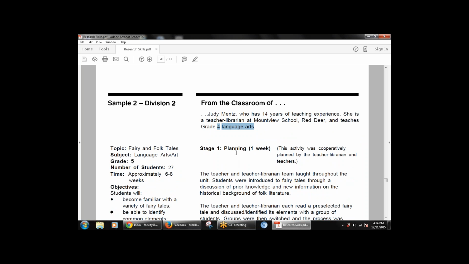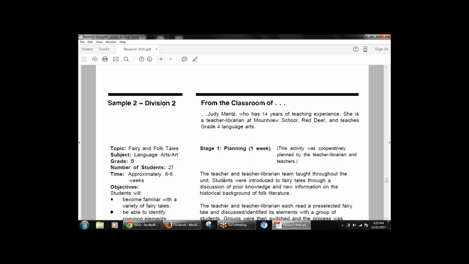So stage number 1 is the planning, which takes about 1 week. This activity was cooperatively planned by the teacher librarian and the teacher. The teacher and the teacher librarian team taught throughout the unit, and students were introduced to fairy tales through a discussion of prior knowledge and new information on the historical background for the folk literature.